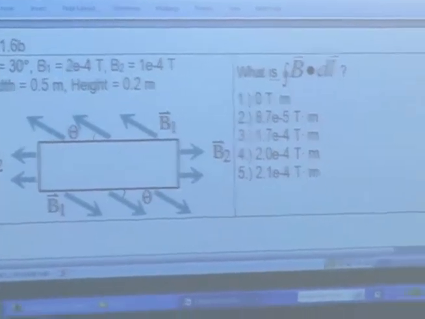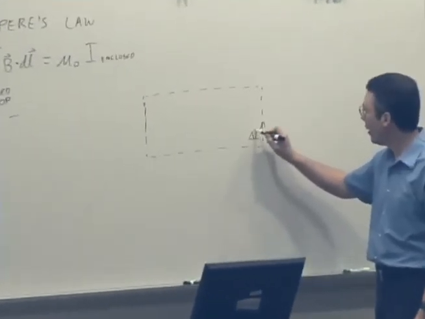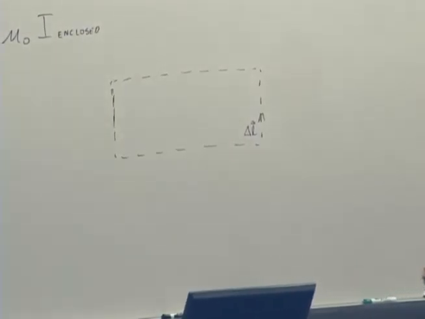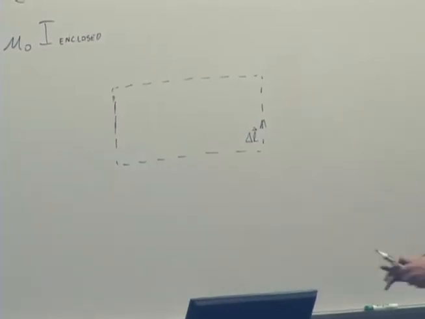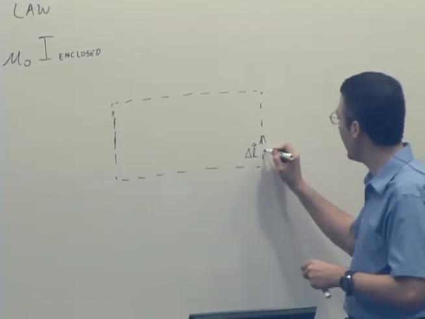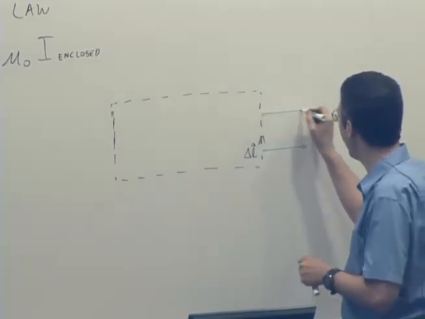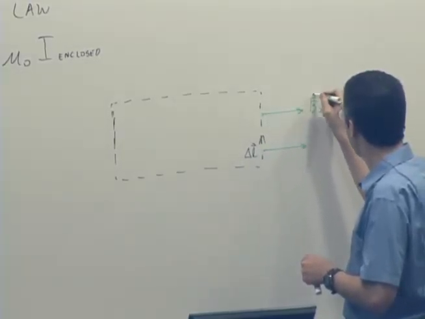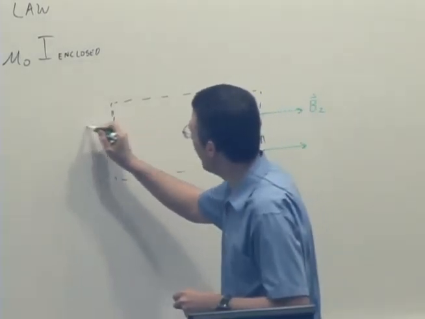And I'm going to pick, again, a counterclockwise direction for my round trip integral here. And we talked last time about how you'd have to break this up into each individual segment. We have B2 pointing that way. And on the other side, B2 pointing that way.